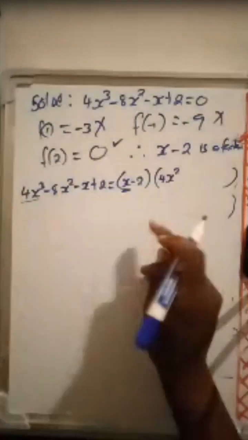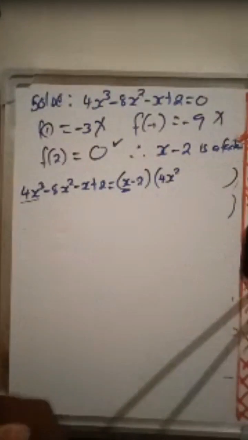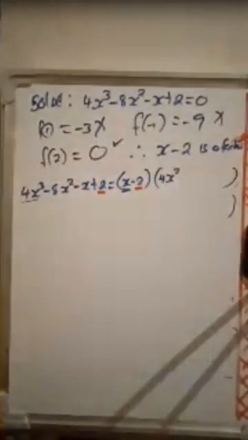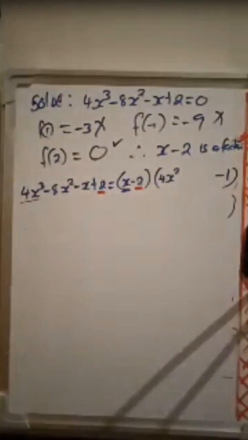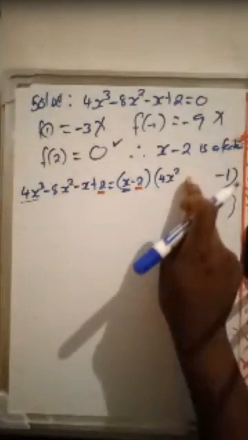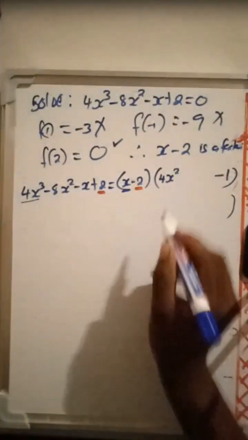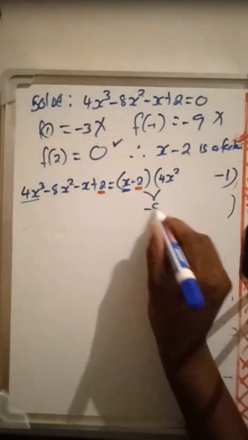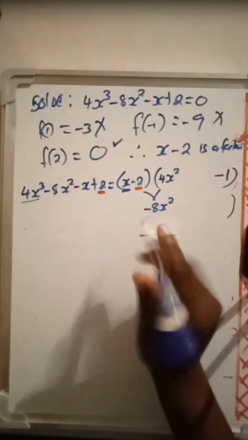Positive 2 divided by -2, what do you get? You get -1. Okay? So after getting -1, now we need to find the third term here. Multiply -2 times 4x squared. What do you get? You get -8x squared. Leave a space.